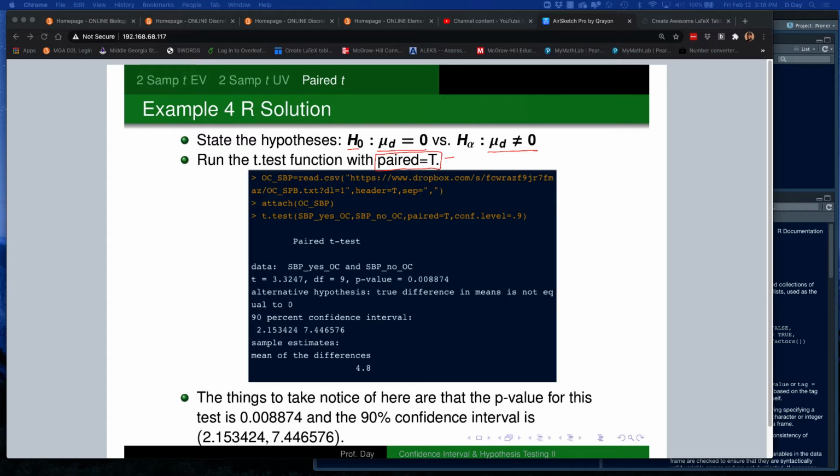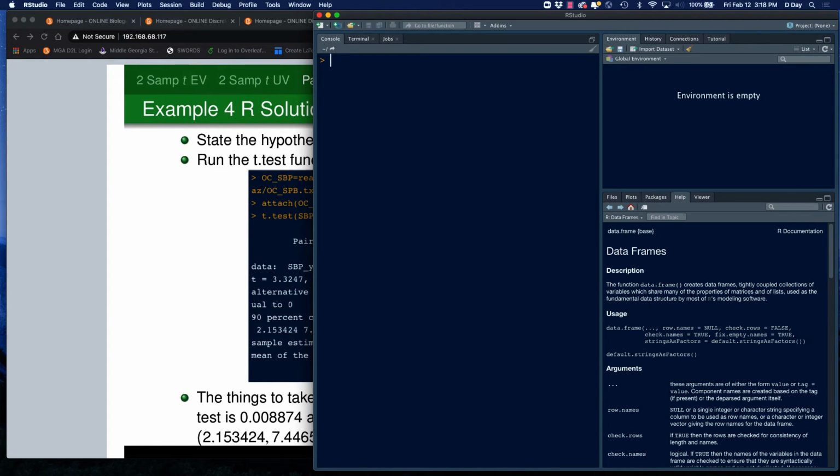So let's do that in R real quick. I want to get the data in there. I think you guys are probably starting to get the hang of how to do this. But let's get that oral contraceptive data set in here and attach it.